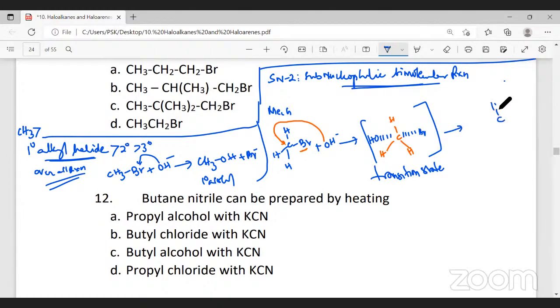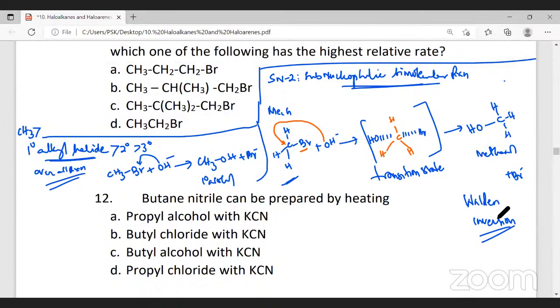So what you get is H, H, H, and OH, and you get Br minus. This will be called methanol. Now, if you observe the structure, the halogen was on the right-hand side, and in the substituted product the OH is on the left-hand side. So the configuration is completely changed. This kind of configuration change is called Walden inversion, W-A-L-D-E-N, Walden inversion.